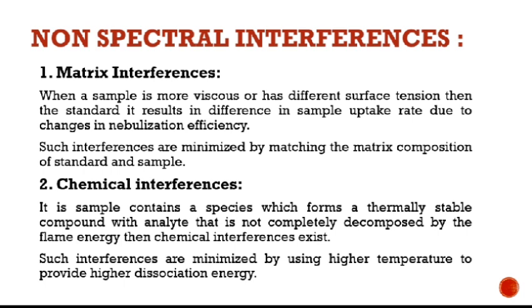Chemical interferences. If a sample contains a species which forms a thermally stable compound with the analyte that is not completely decomposed by the flame energy, then chemical interferences exist. Such interferences are minimized by using a higher temperature to provide higher dissociation energy.